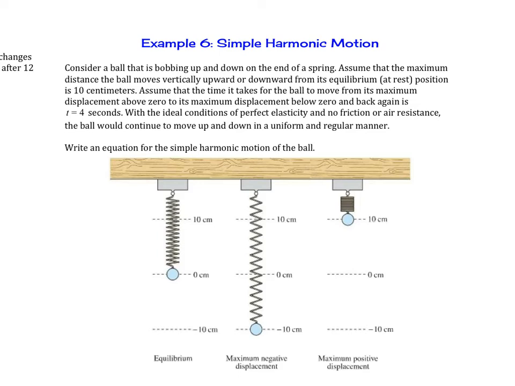The last thing we're going to do is write an equation for a simple harmonic motion. Consider a ball that is bobbing up and down on the end of a spring. Assume that the maximum distance the ball moves vertically upward or downward from its equilibrium is 10 centimeters.